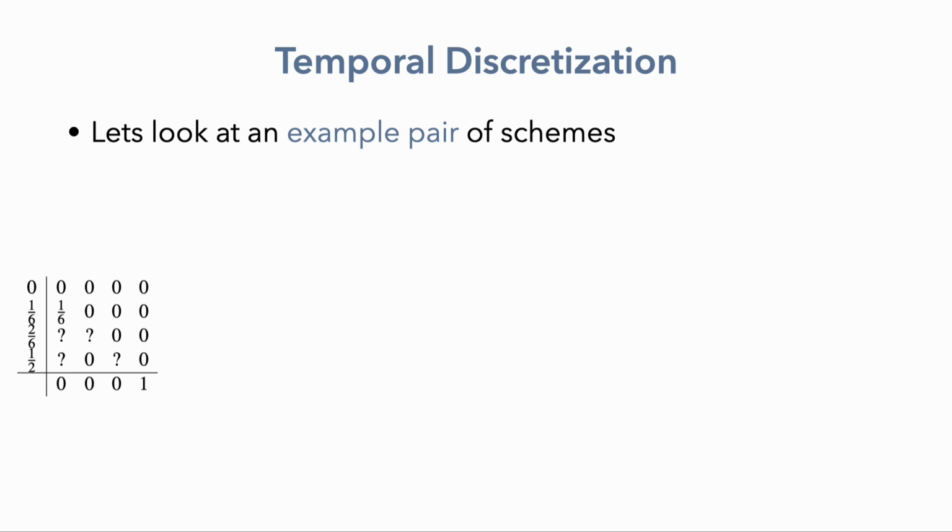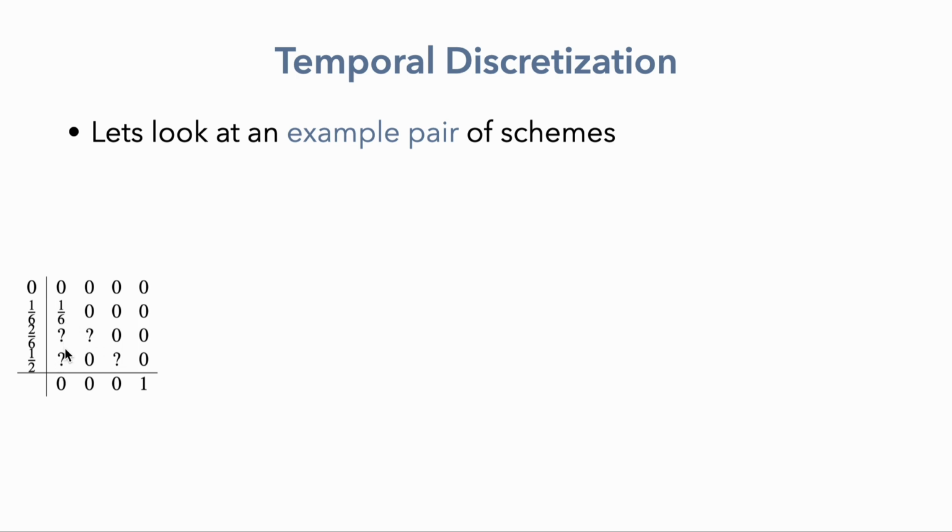So let's look at an example pair of schemes. What I've shown on the left here is the Butcher tableau for a 4-stage P-ERK scheme. What you can see is that we have our C vector here, which is linearly distributed between 0 and 1/2. And we have our B vector here, which is all zeros and 1. And then we have these unknown coefficients, which I've labeled with question marks.